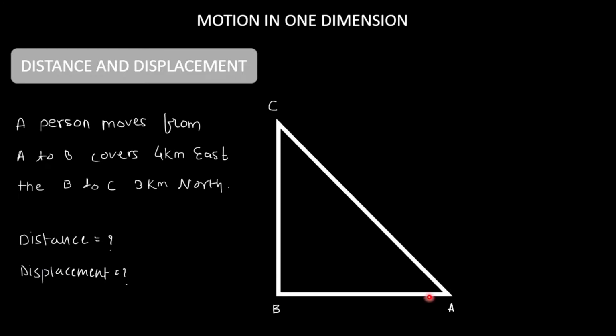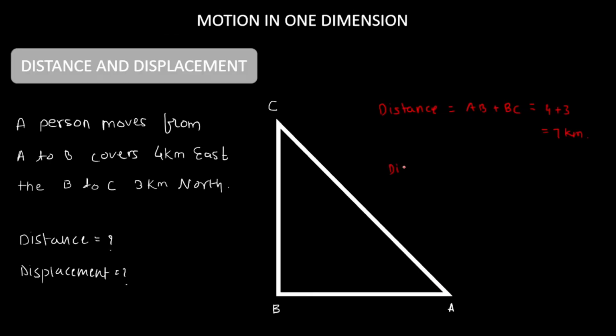To understand distance and displacement clearly, let us consider the following example. Suppose a person moves from A to B 4 kilometers east, then B to C 3 kilometers north. What is the distance and displacement of the person? For calculating distance, we simply add the total path taken by the person, which in this case is A to B and B to C, 3 plus 4 kilometers, which in total comes out to be 7 kilometers.